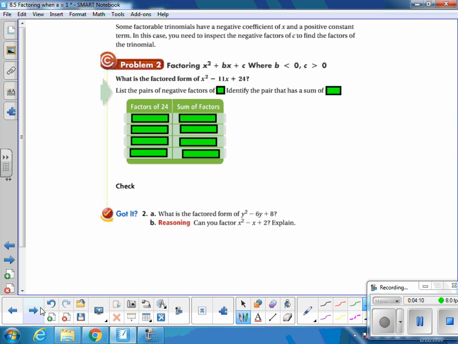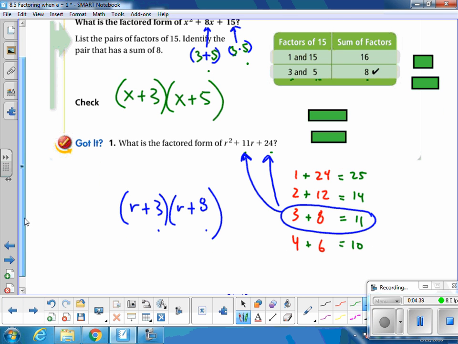Some factorable trinomials have a negative coefficient of x and a positive constant term. In this case, you need to inspect the negative factors of c to find the factors of the trinomial. So let's take a look at this one. Now we're still doing the same thing. We're going to list the pairs of negative factors of 24, and we need to identify the pairs that end up with a negative 11. So I can still come back to my 24 and see the factors that give me my 24.